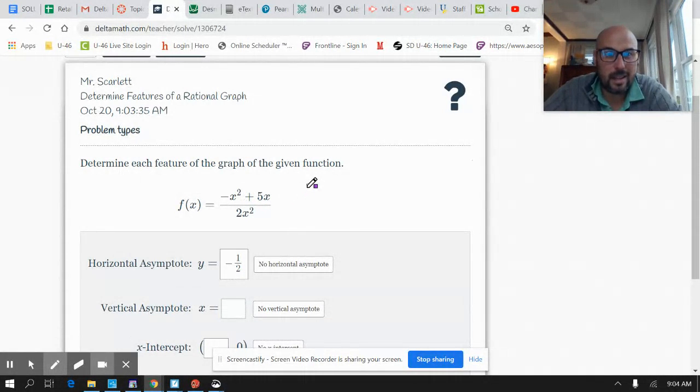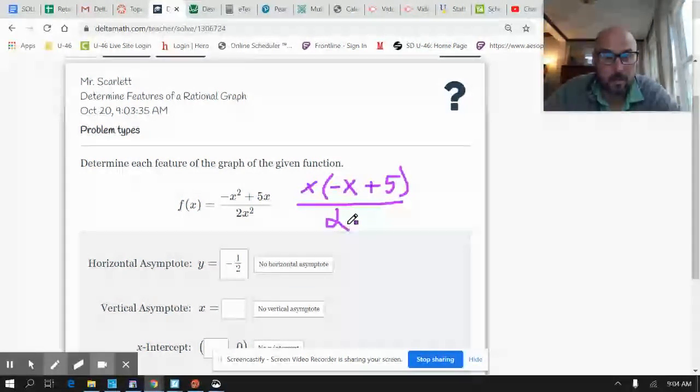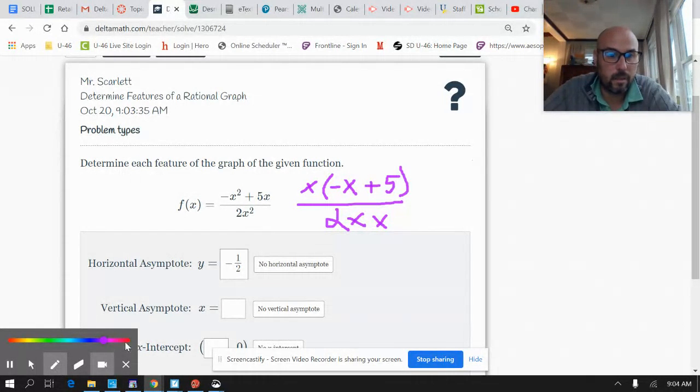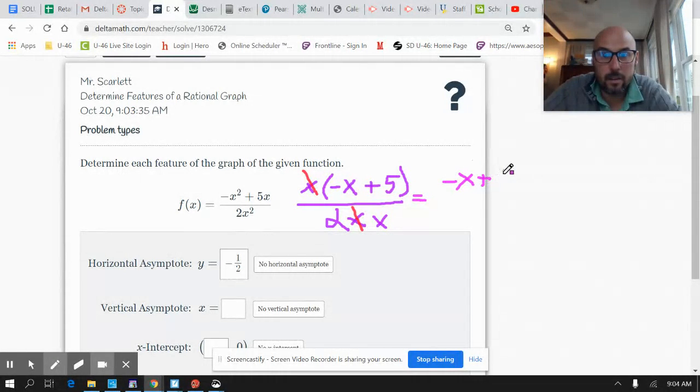The numerator I can take out an x, and I'm left with the opposite of x plus 5. The denominator does not factor, really. So here, what do I get? I see that these two x's cancel out. But when they cancel out, what am I left with? The numerator is negative x plus 5. The denominator is just 2x.